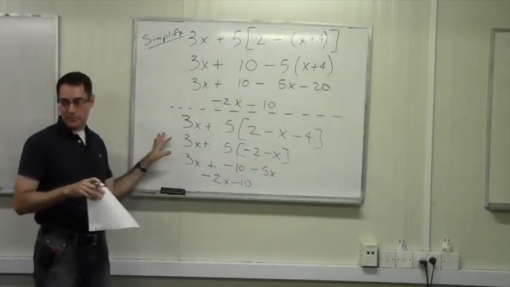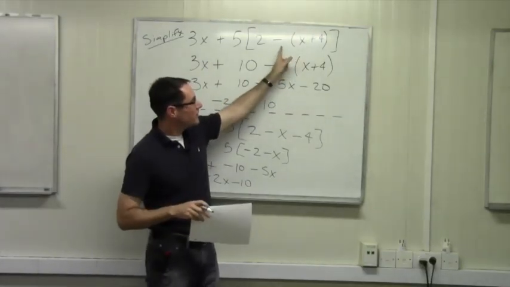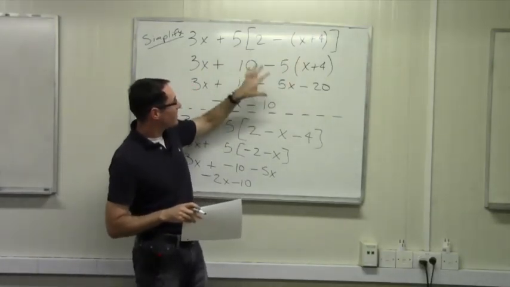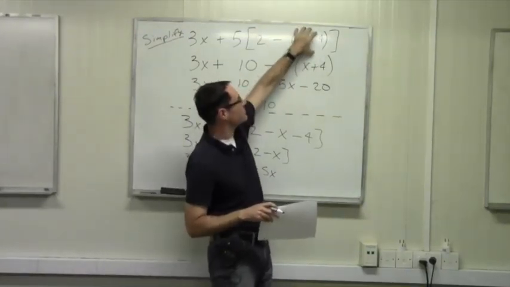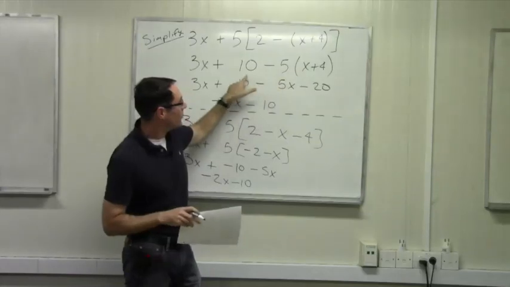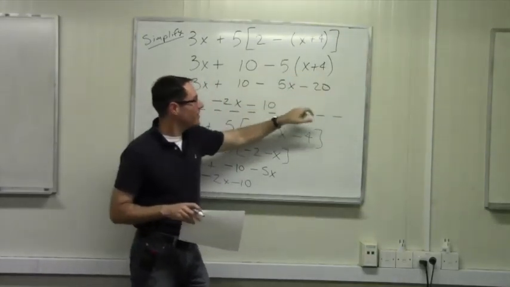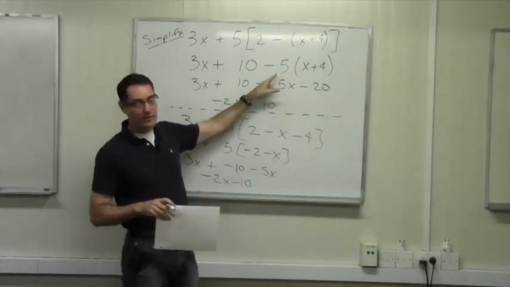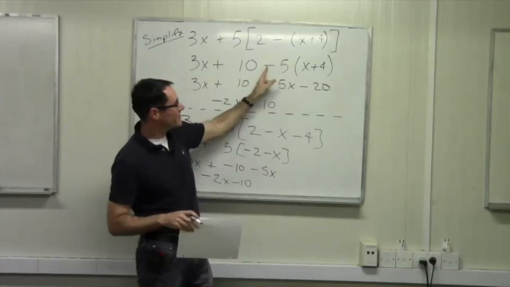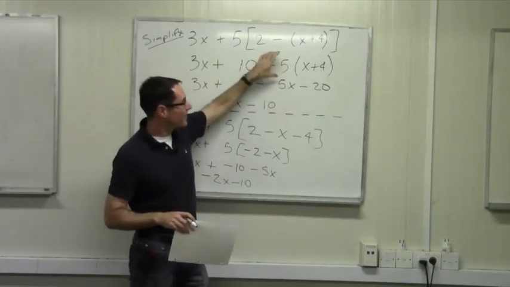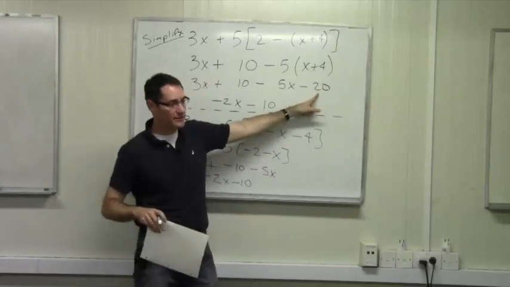Anybody want me to go over this one? First, I distributed this. This is tricky. If you distribute the 5, you have to distribute it to both the 2 and to the negative x plus 4 here. So I did 5 times 2 and 5 times x plus 4. Then you have to do another distribution: the 5 times the x and the 5 times the 4. But there's a negative there, so it's going to be negative 5 times x and negative 5 times 4. That's why I got a negative 20.